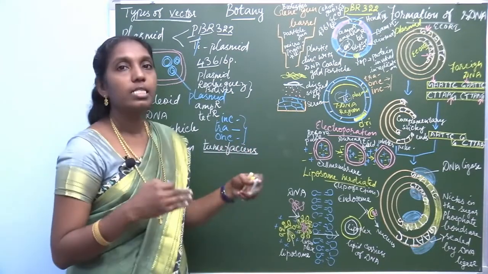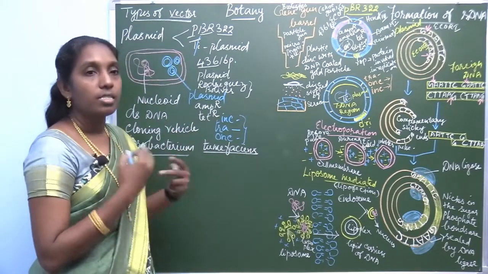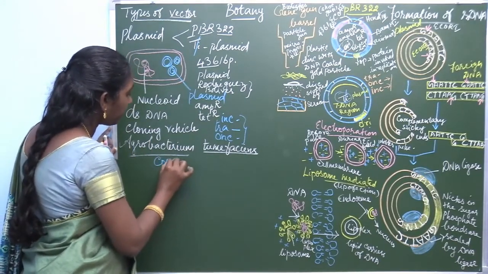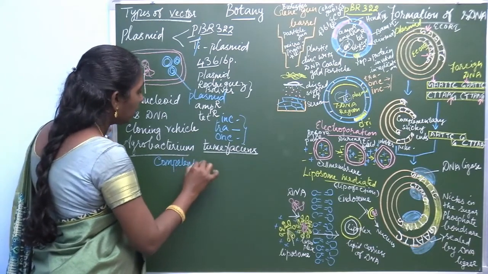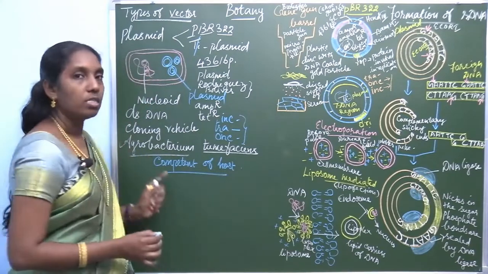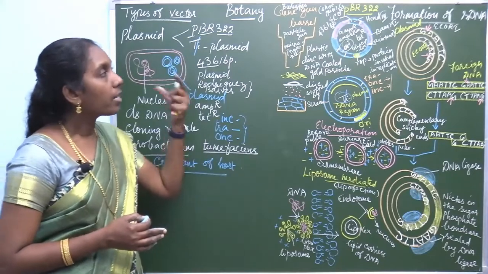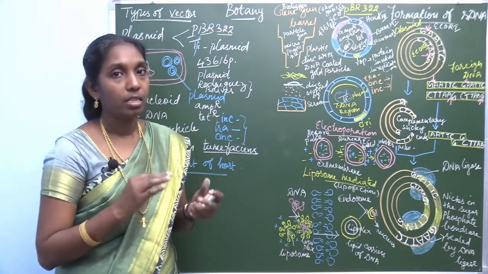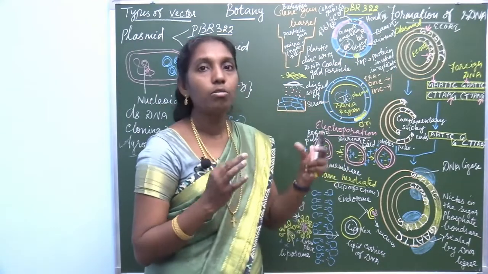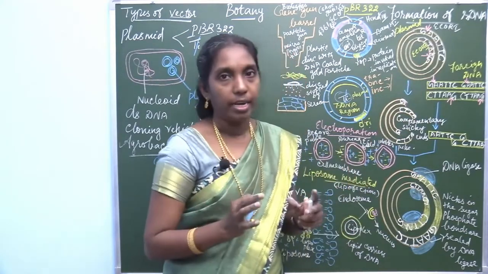Now these are the types of vectors. Second question: competent host. What is this competent host? Now the vector is ready, and recombinant DNA is to be prepared. Here is one example, the formation of rDNA, and how it is formed. Look at this diagram, the formation of rDNA.